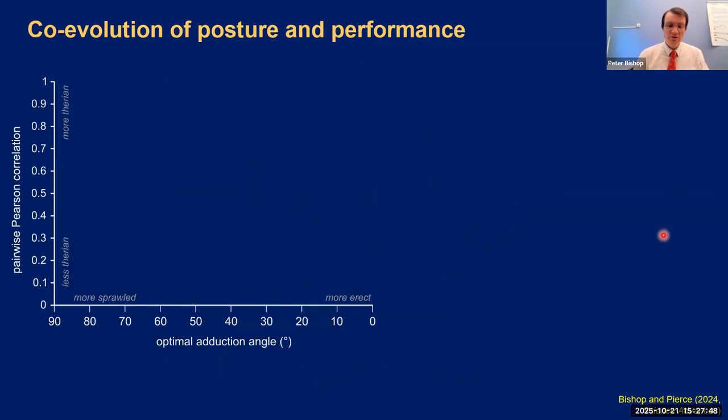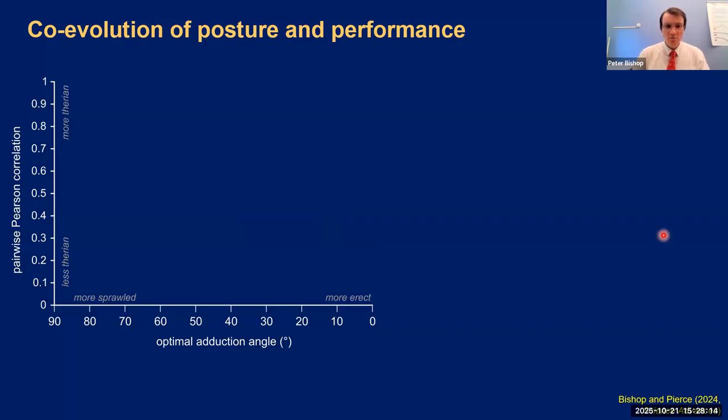A different way that we can look at these results is to boil everything down into a single simplified plot. So what I'm going to do here is on the x-axis, I'm going to plot the optimal adduction angle. This is the adduction angle at which a limb's force-producing ability is maximized. And we know from studies of modern species that this tends to correlate pretty closely with the postures that these modern species actually use in life.